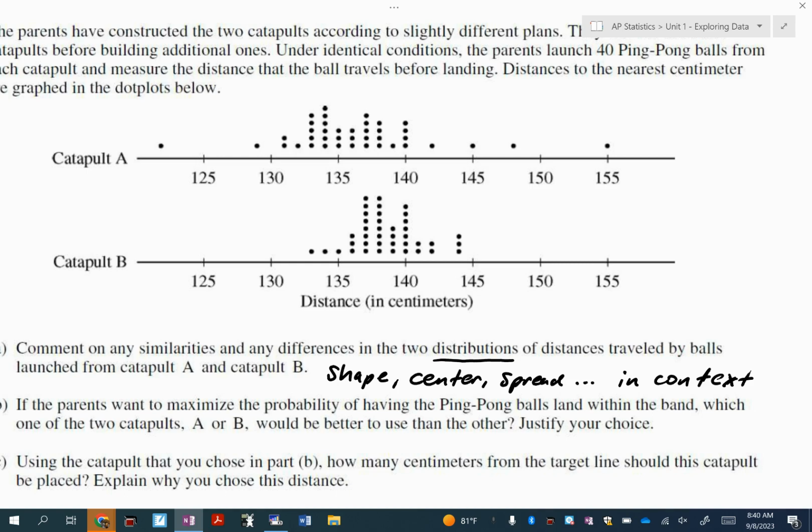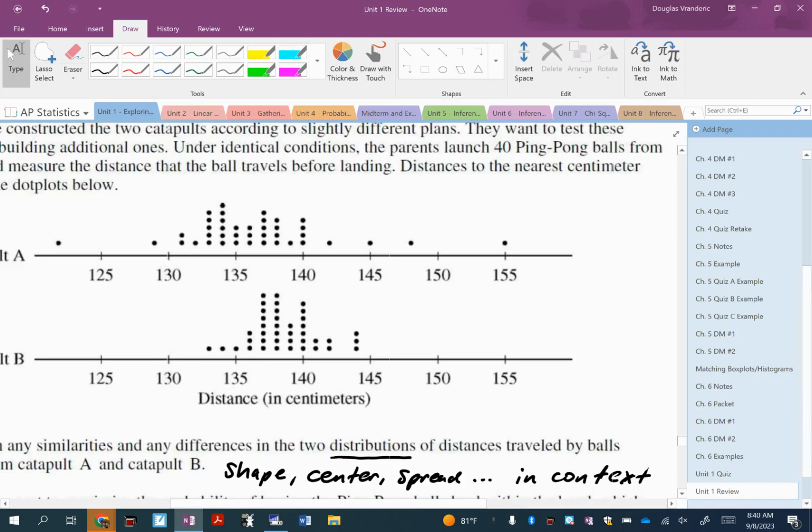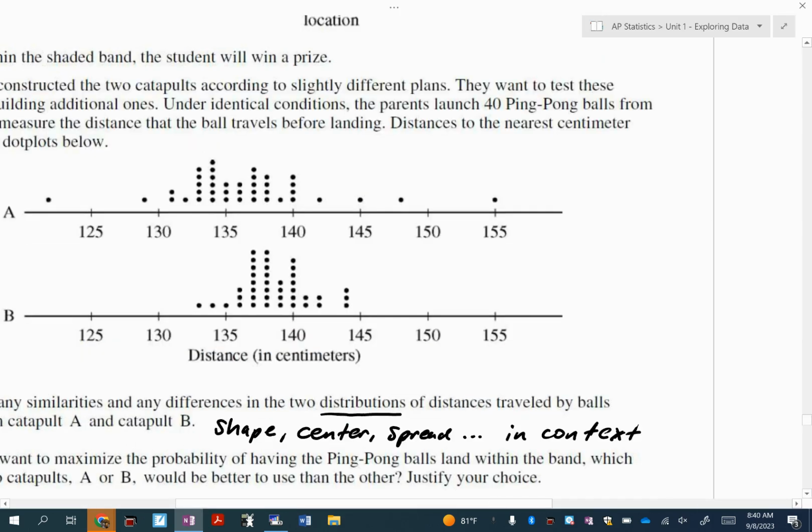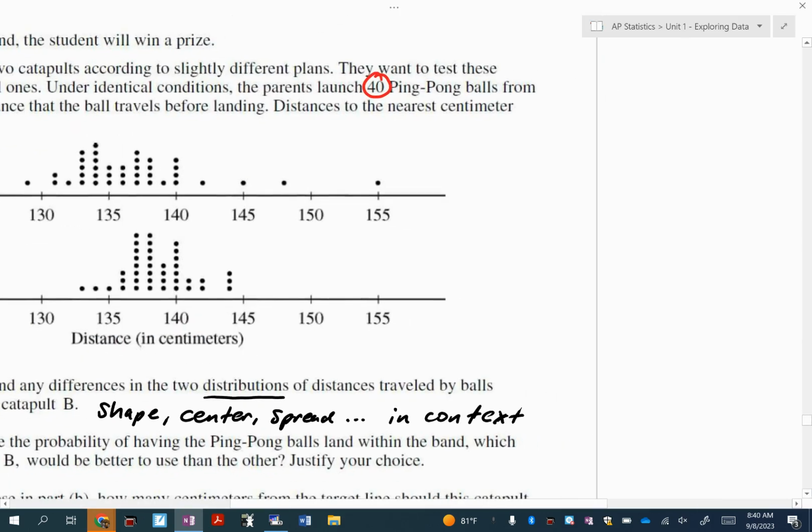Median, right? Because if I'm going to find the mean, I've got to take all these data values, either add them all up or put them into a calculator to find it. So it's easiest to find the median. How many ping pong balls? There's 40. So what do I do with that 40?